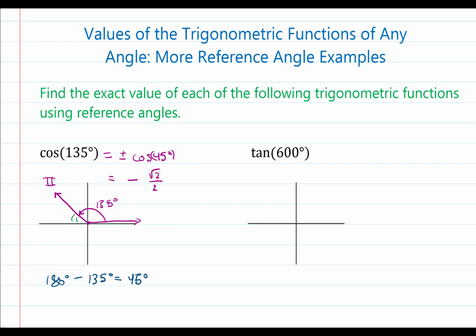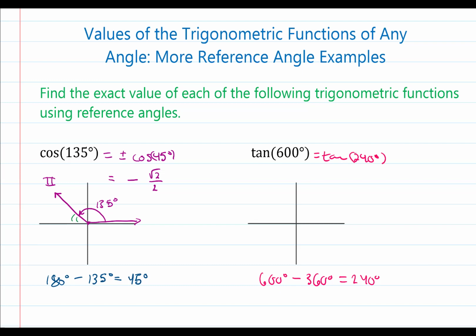Now let's go to tangent of 600 degrees. And what I notice right away is that 600 degrees is larger than 360 degrees. So I'm going to start by taking 600 degrees minus 360 degrees to find my coterminal angle, which is 240 degrees. So this tangent of 600 degrees is equal to tangent of 240 degrees.